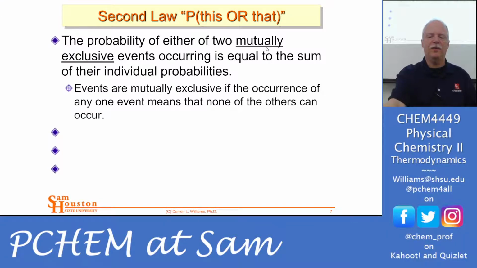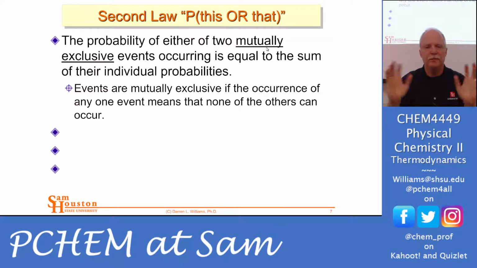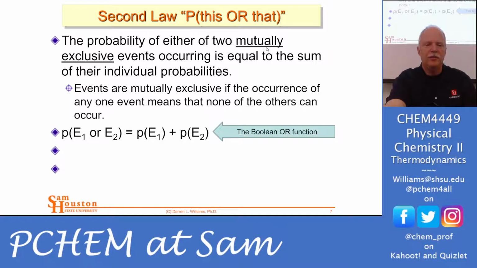So now we have the second law where we start to combine probabilities, where we have this or that or that or that. So the OR function, how do we deal with the OR function? We have 2 events. We're going to draw an ace or a 2. You're counting cards for blackjack. What are you going to get? The probability of either of 2 mutually exclusive events occurring is equal to the sum of their individual probabilities. Events are mutually exclusive if the occurrence of any one event means that none of the others can occur. So the probability of E1 or E2 is just the sum of the individual probabilities. That's how you handle the OR function.